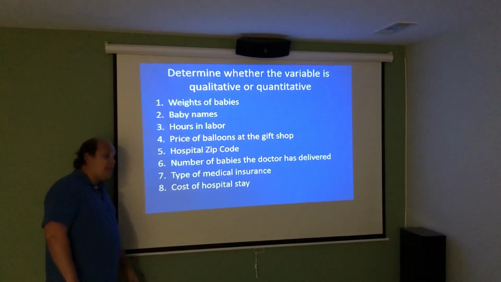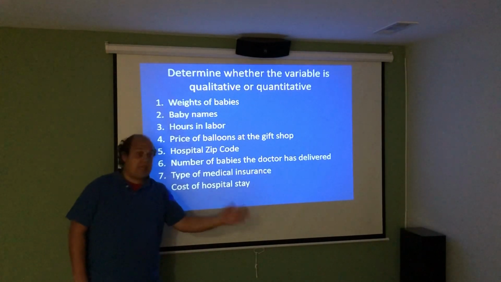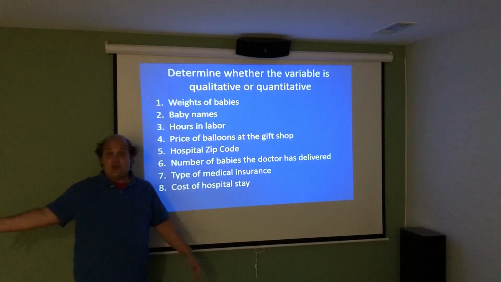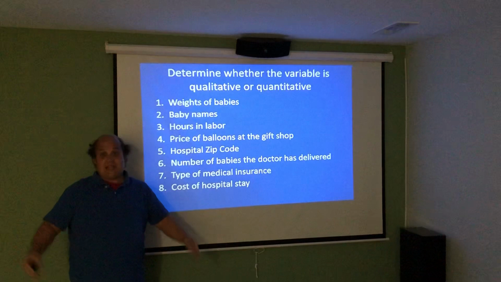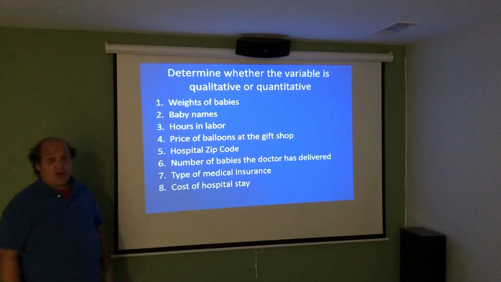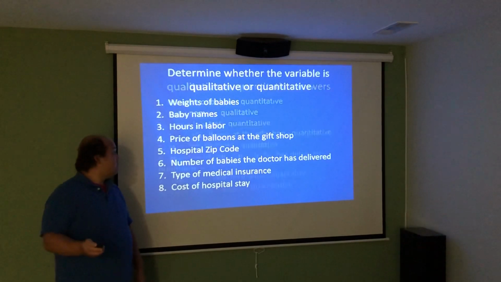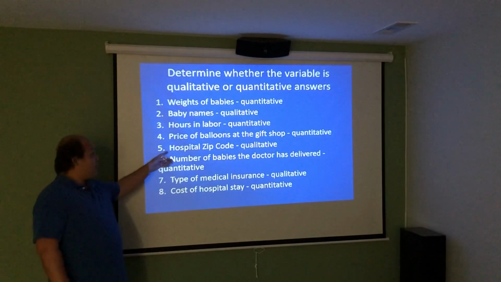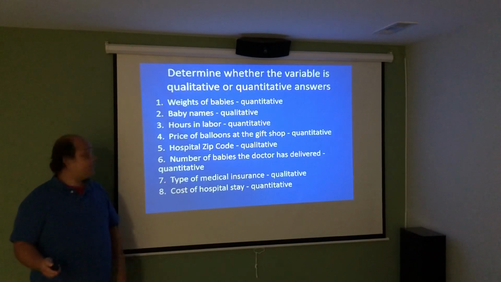Finally, the cost of the hospital stay is quantitative. This hospital stay costs $780, that one costs $1,092. I can see which bill is higher based on looking at them and putting them on the naturally occurring numerical scale. So here are all those done out. Again, the real tricky one is this hospital zip code.